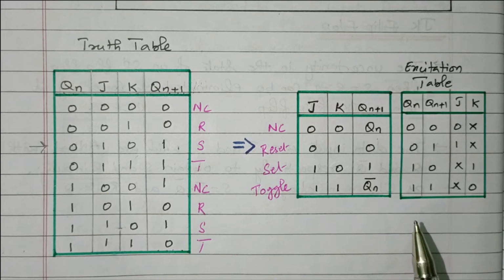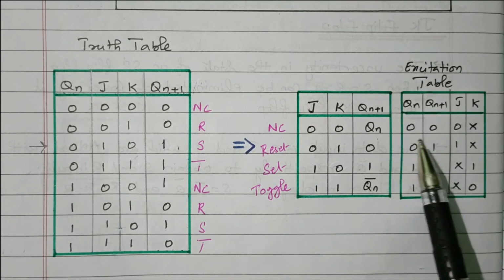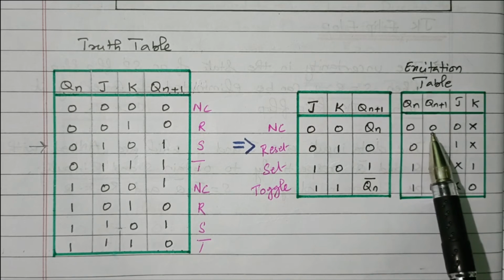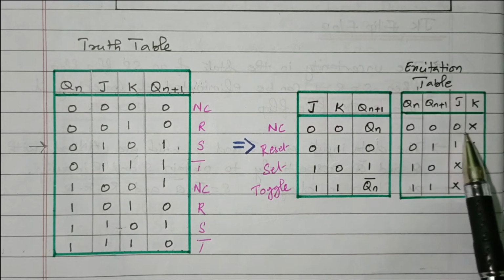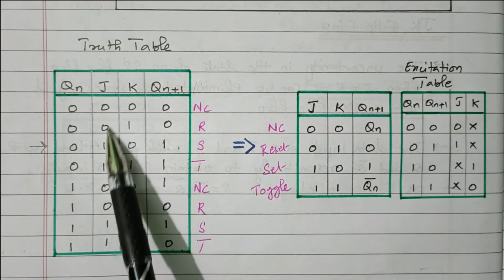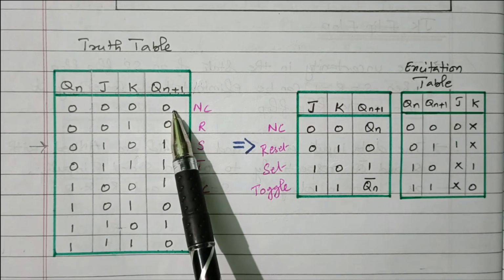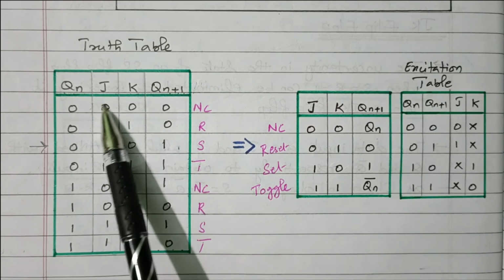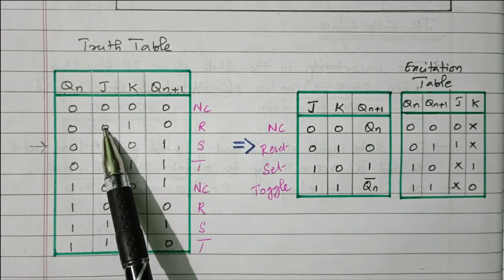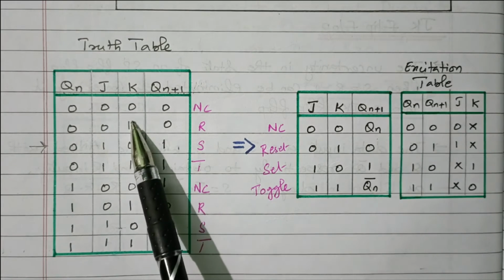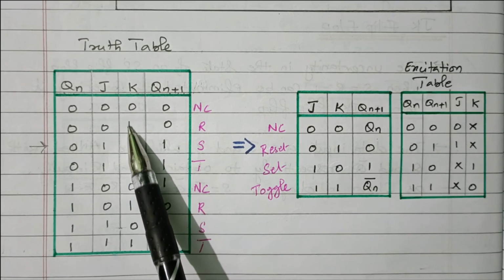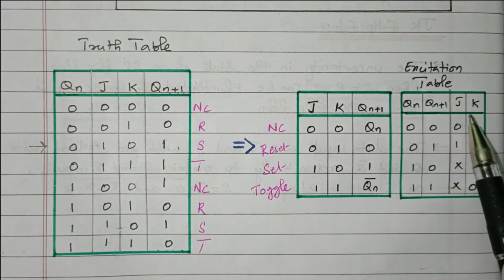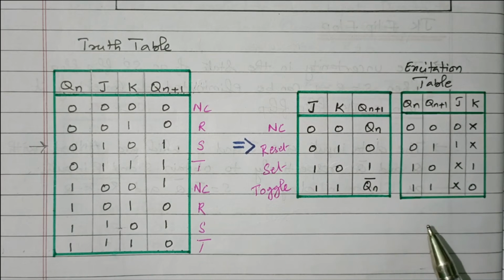I think you are able to understand. I will explain the first case once again. Qn equal to 0, Qn plus 1 is 0. What is the input? The first two are the same. Qn is 0, Qn plus 1 is 1. These two things are available, and in these we have to verify the input. J is 0 in both cases, but K may be 0 or 1, so it is given as X. Like that we identify all four combinations.